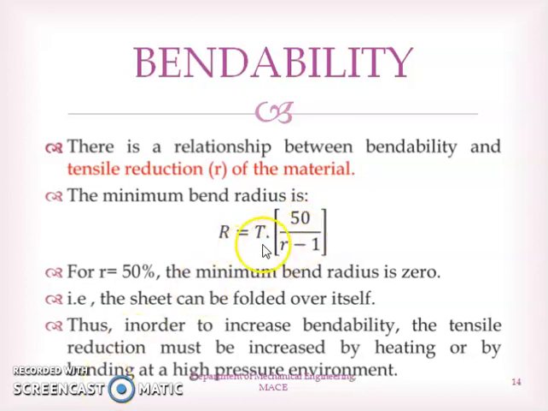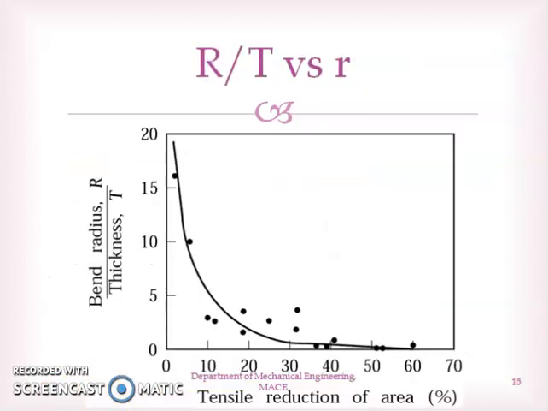So we can see that if in this equation R is equal to 50%, the minimum bend radius is obtained as 0. That means the minimum bend radius possible is 0, meaning the sheet can be folded over itself without cracking. So in order to increase the bendability, the tensile reduction must be increased by heating or by bending in a high pressure environment. This graph shows the relationship between R by T ratio and reduction.